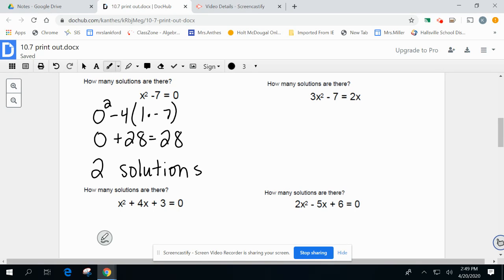Okay, 3x squared minus 7 equals 2x. So I need to start out by subtracting 2x over. It goes in the middle. So 3x squared minus 2x minus 7 equals 0.